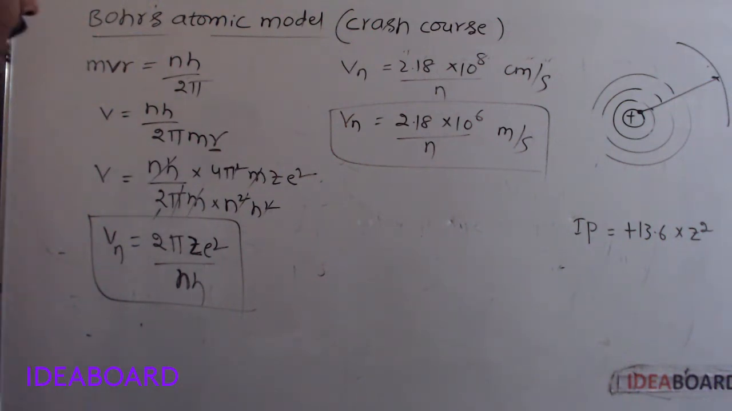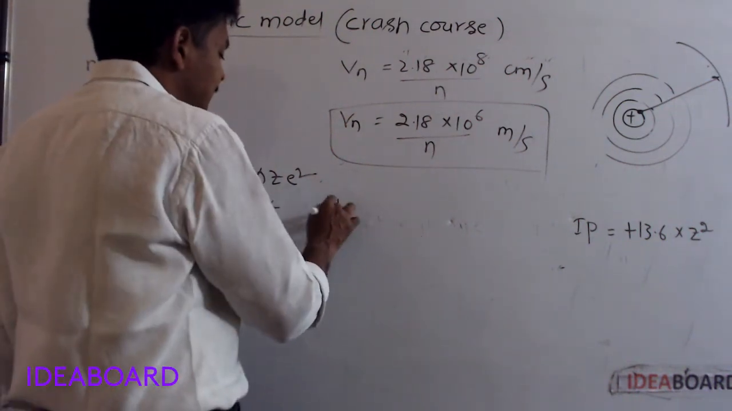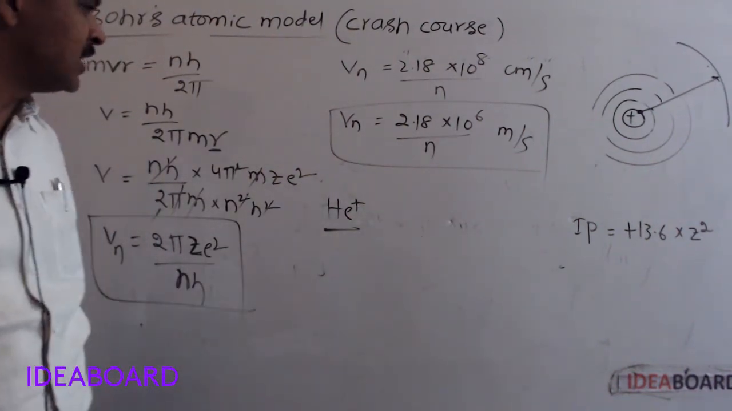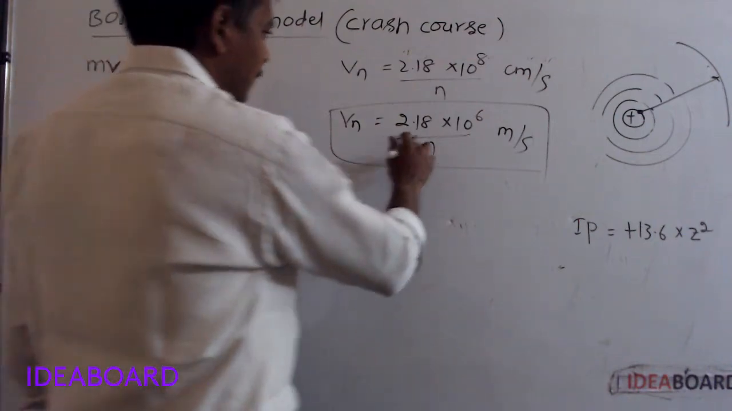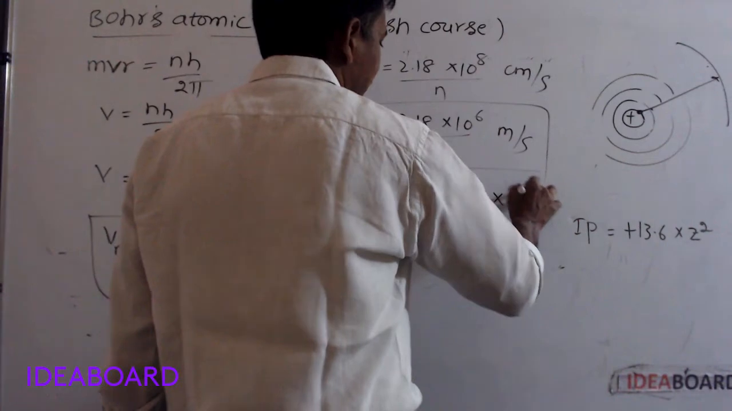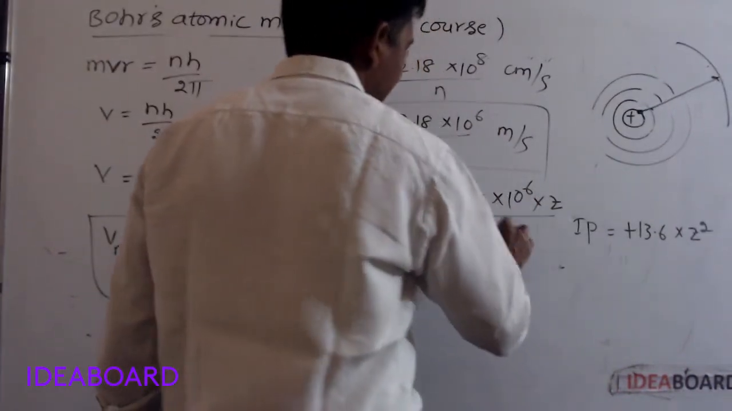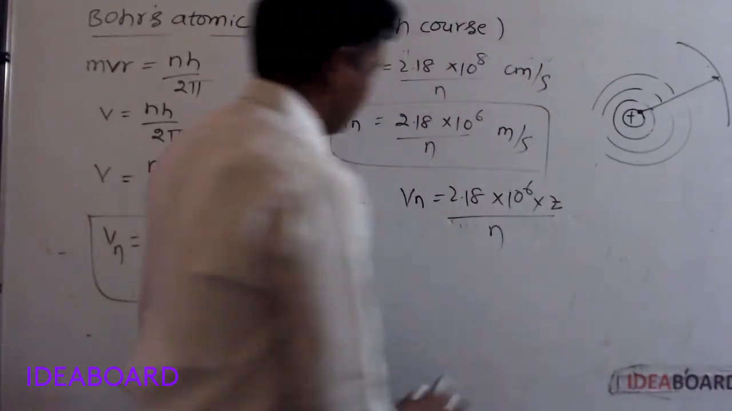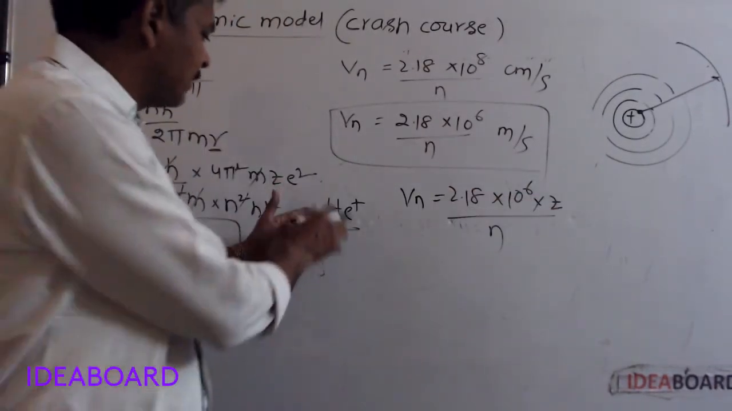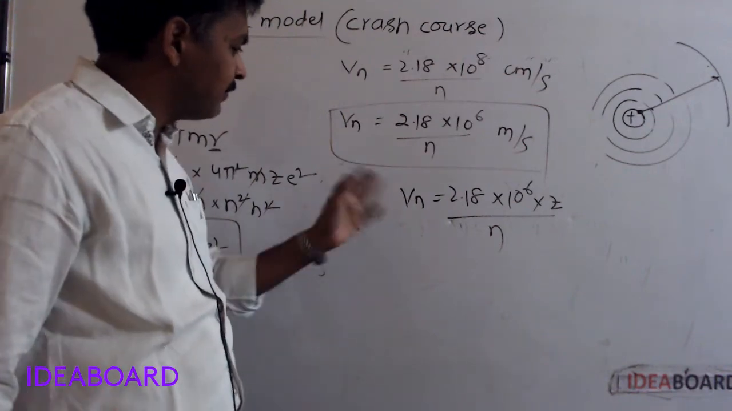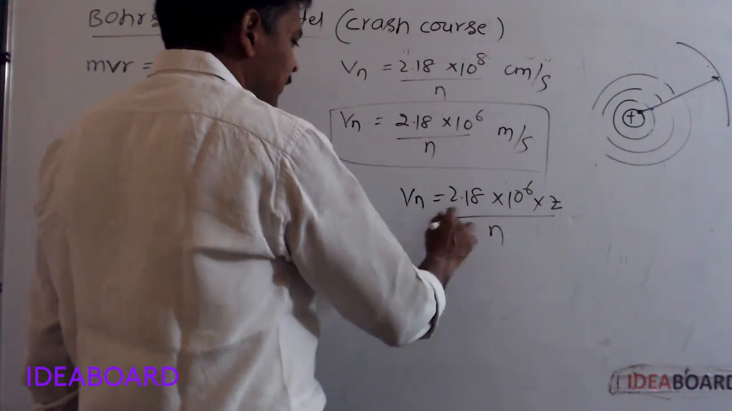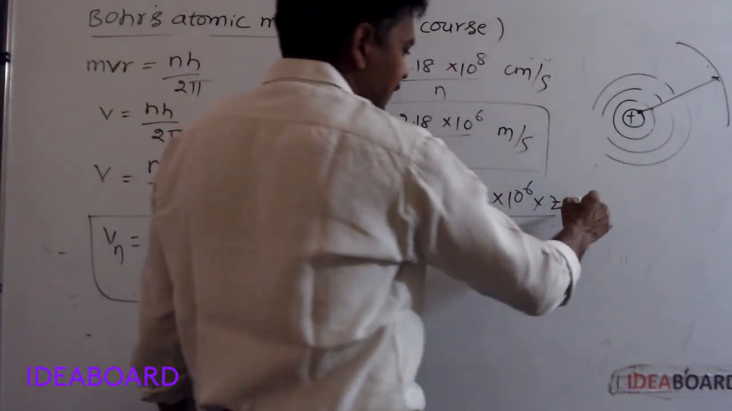What is the velocity of the electron revolving in the second orbit of He plus? For hydrogen-like species, it is 2.18 into 10 power 6 into Z by n. I am asking the velocity of the electron revolving in the second orbit of He plus. The n value is 2, the Z value is also 2. Then Vn is equal to 2.18 into 10 power 6 meter per second.